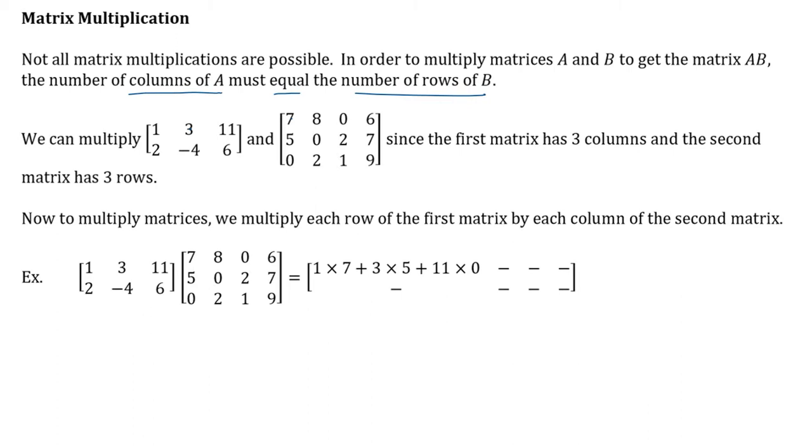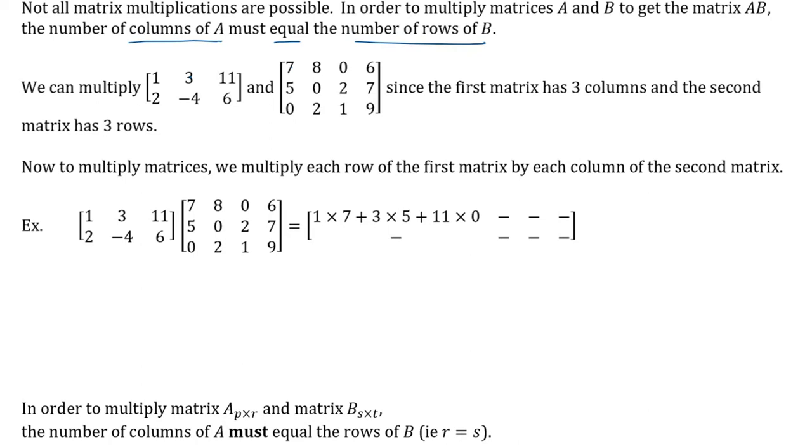They each have 3, so we can do it. So let's dive into this and see what it actually looks like. The reason why you need the same number of columns in the first one as rows in the second one is because I multiply each element in the first row by the corresponding element in the first column.